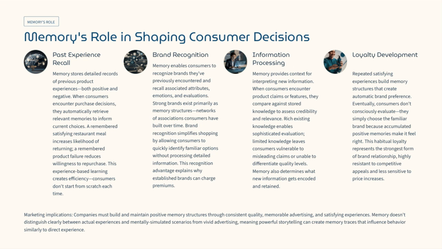Lastly, memory also stores detailed records of past experiences, both positive and negative. When a consumer faces a purchase decision, they automatically retrieve relevant memories to guide their choice. For example, a satisfying meal at a restaurant remembered positively increases the chance they'll return. Conversely, a negative experience makes them less willing to buy again. This kind of experience-based learning creates efficiency because consumers don't start from scratch each time. They rely on their stored memories to inform current decisions.